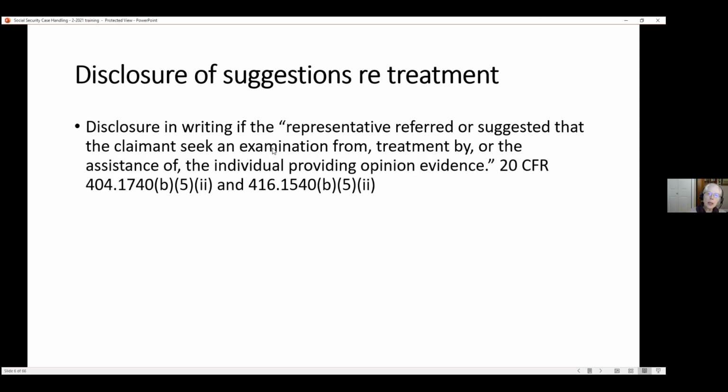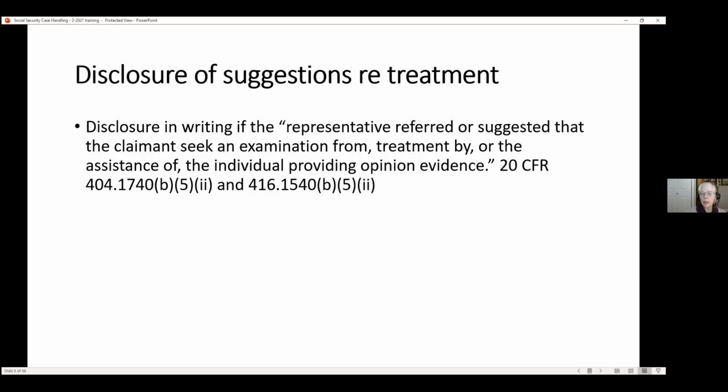So in all likelihood, even if all you do is tell somebody to go down to the local mental health provider and get treatment, and they do that, there may be opinion evidence just in the treatment notes. You may decide to send them a medical source statement, and that definitely is going to be opinion evidence if it indicates limitations on what the client can do.